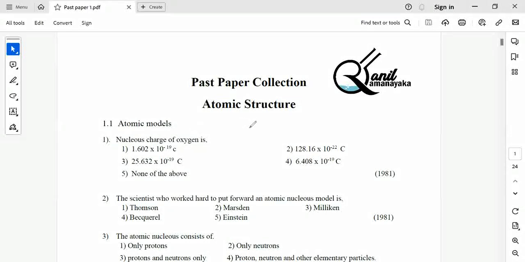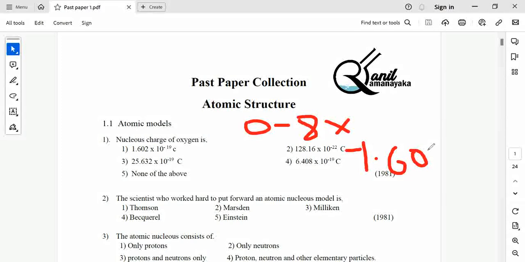Nuclear charge of oxygen. You know that we have discussed this already. Oxygen has 8 protons. That means the charge of 1 electron or proton is equal to minus 1.602 × 10^-19 coulomb. But if you simplify this one, you will get an answer 12.8 × 10^-22. So it is not here. The answer is none of the above.